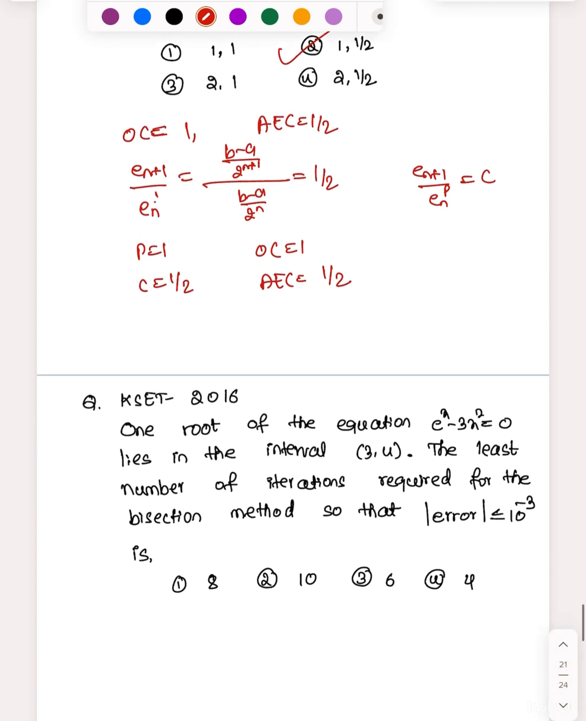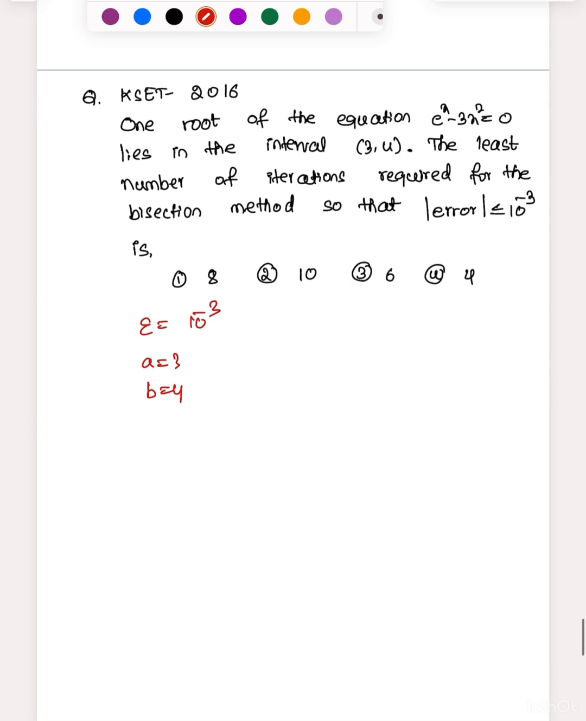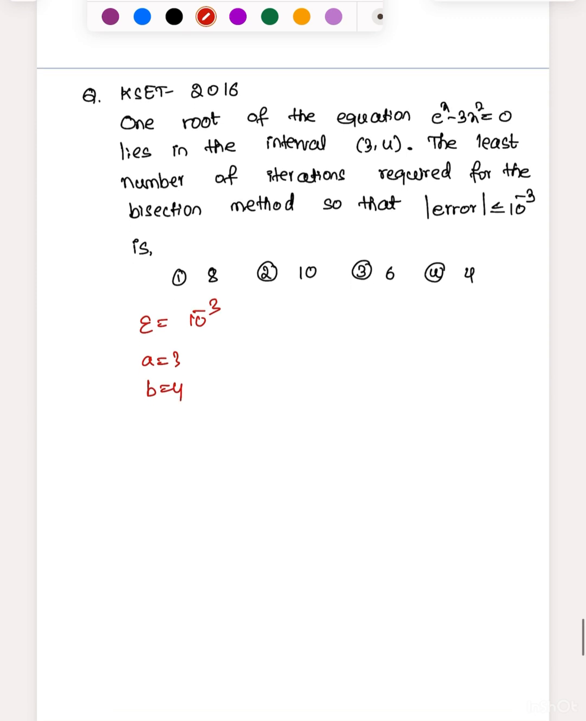Now we will see one more question on the bisection method which was asked in KSET 2016. One root of the equation e power x minus 3x square is equal to 0 lies in the interval 3, 4. The least number of iterations required for the bisection method so that the modulus of error is less than or equal to 10 raised to minus 3 is. So here they have given the error bound, that is the error tolerance epsilon is equal to 10 raised to minus 3, and a is equal to 3, b is equal to 4. Now we have to find the number of iterations.